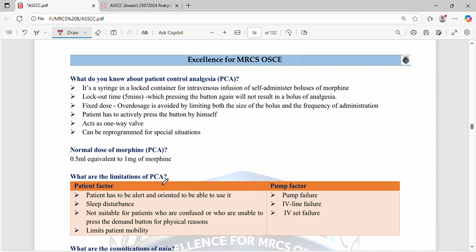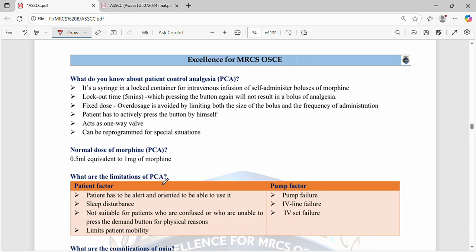Lockout time 5 minutes, during which pressing the button again will not result in a bolus of analgesia. So what is lockout time? Lockout time is the time during which if patients repeat the dose or press the button, he will not be delivered the dose. So he cannot repeat the dose in the lockout time. So this is to prevent the overdose.